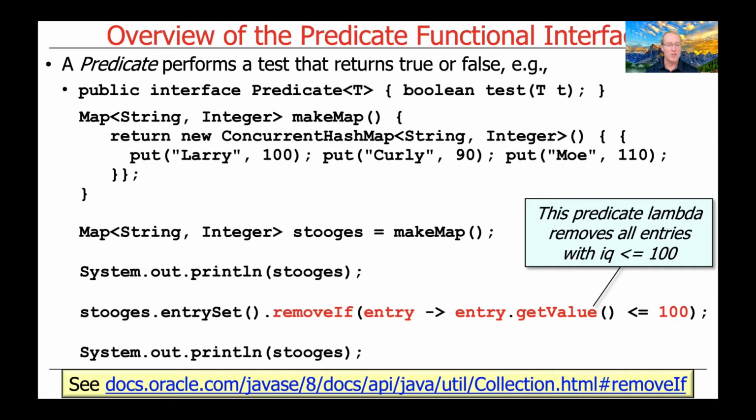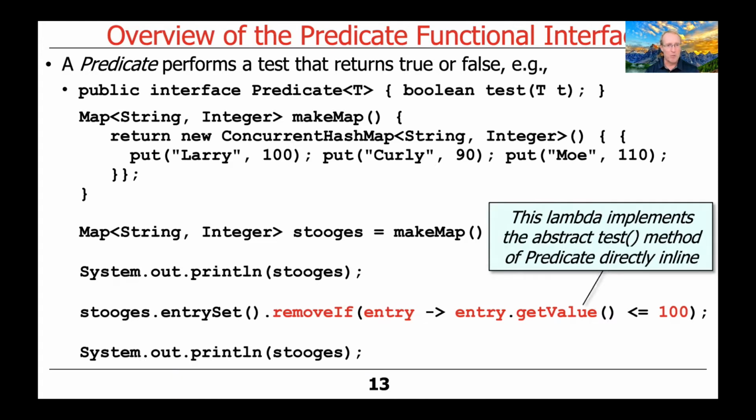The way we do this is we call stooges.entrySet, which will get the set containing the entries in the map, which is of type Entry, which maps String to Integer. And then we call the removeIf method. removeIf was added in later versions of Java, from Java 8 onwards, and it's going to take a Predicate as its parameter. This predicate, as you can see here, is going to say entry arrow entry.getValue less than or equal to 100. Now, this lambda that we're providing, this predicate lambda, actually implements the abstract test method of the Predicate directly inline. So it conforms to the function descriptor of the Predicate.